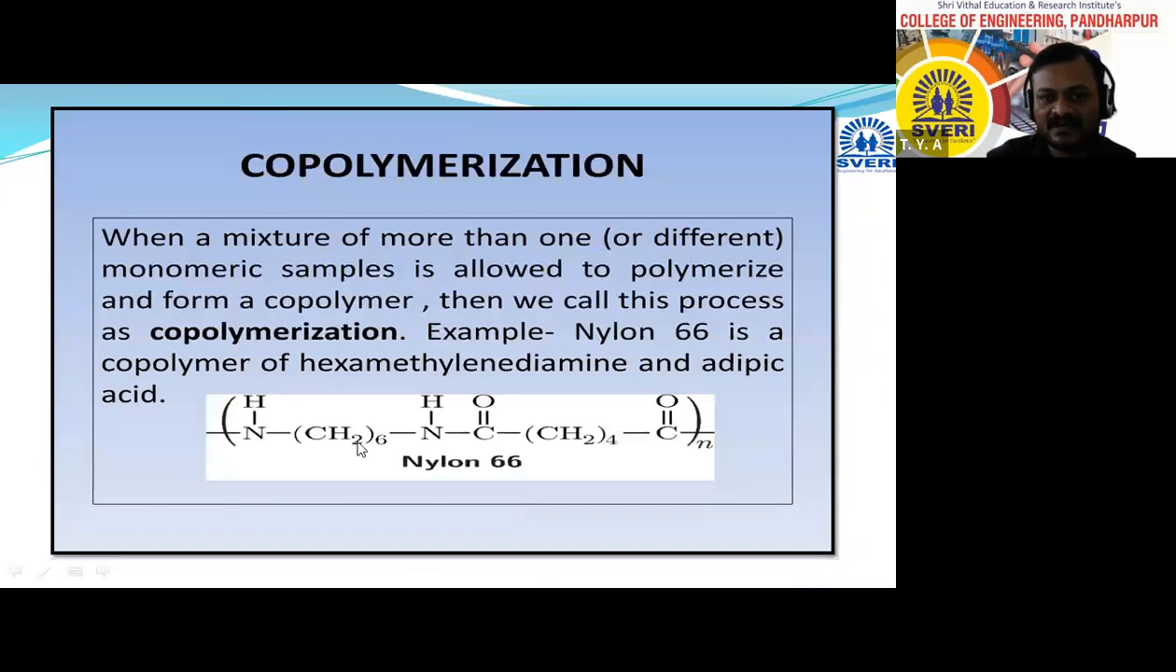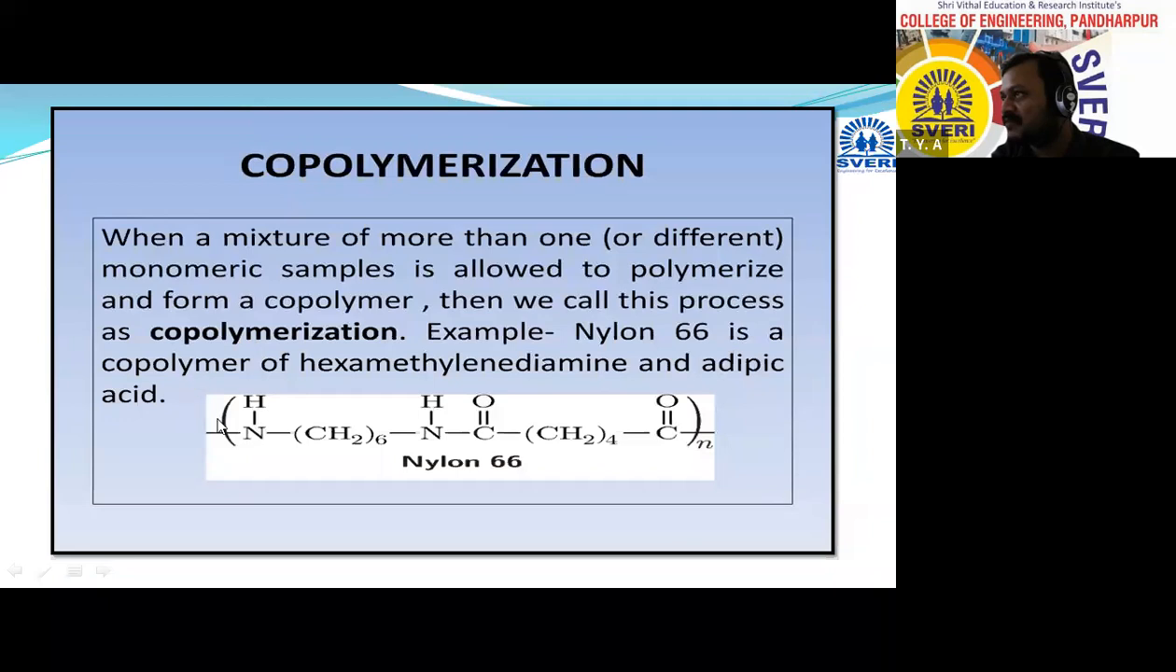Okay, here you can see nylon 66. It is an example of your copolymerization. Means like the condensation polymerization process will occur, but no byproduct will be there. Two different monomers we are attaching, that will be termed as copolymerization. Suppose you have added two different monomers without formation of any byproduct, then it will be considered as copolymerization. For example, nylon 66, and it is formed from two monomers.